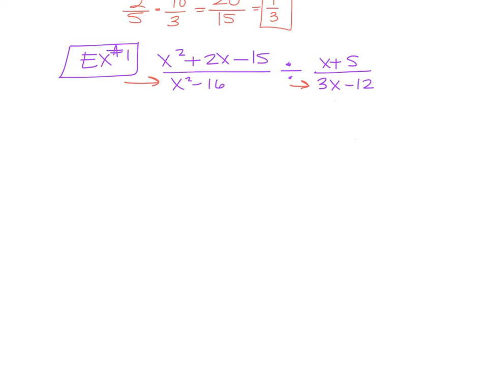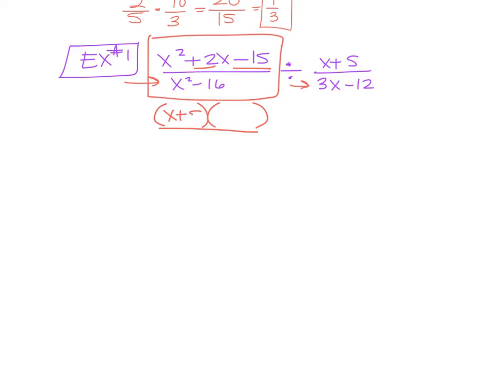So what we're going to do is set up this first expression here. What is it going to be on top? What can you multiply to get negative 15 that you can add to get 2? 5 and negative 3. So it would be x plus 5 and x minus 3. And again, if you want to do star method, that's fine. Negative 15, 2, you would get 5 and negative 3.